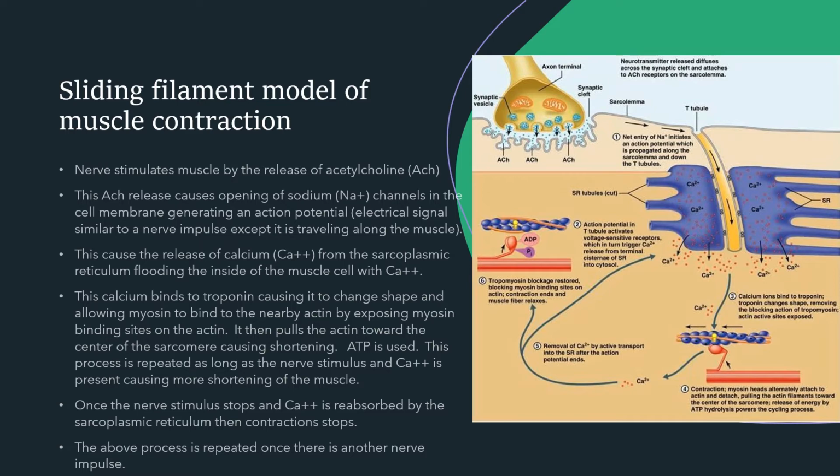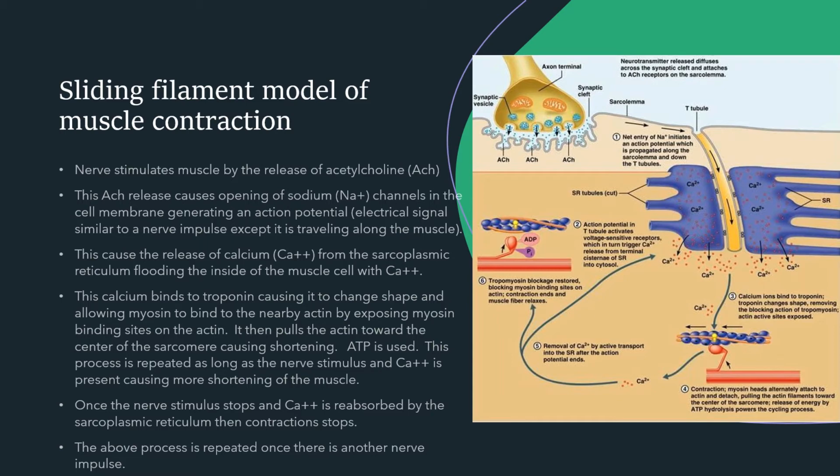This action potential leads to the release of calcium from the sarcoplasmic reticulum, which floods the inside of the muscle cell with calcium. Now, sarcoplasmic reticulum is really just the endoplasmic reticulum of a muscle cell. The calcium binds to troponin, which causes a conformational change in the troponin, which allows myosin to bind to nearby actin by exposing myosin binding sites on actin.